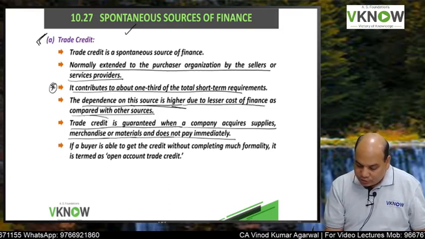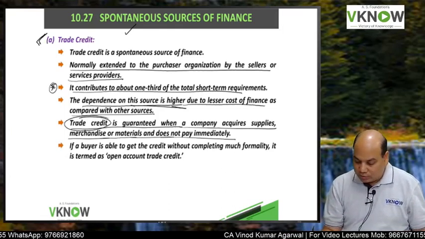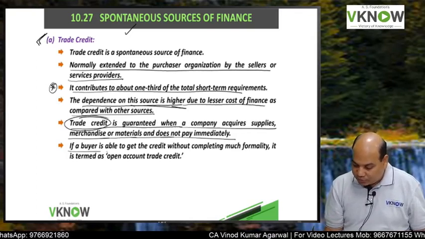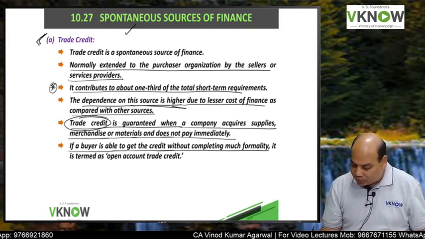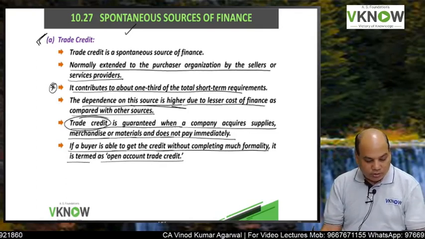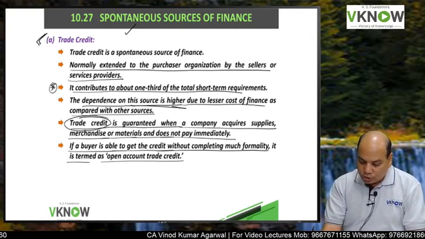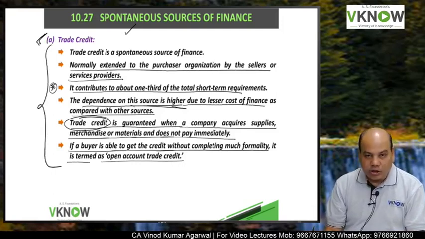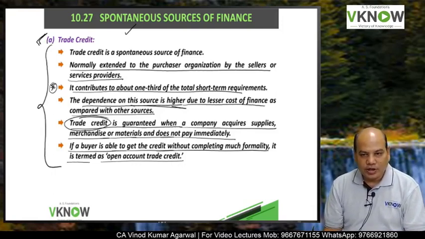Trade credit is granted when a company acquires supplies, merchandise or material and does not pay immediately. So trade credit is only possible when you are not required to pay immediately. If the buyer is able to get credit without completing much formality, it is termed as open account trade credit. So what you will write in the exam, it is a spontaneous source of finance. It arises in the normal course of business.